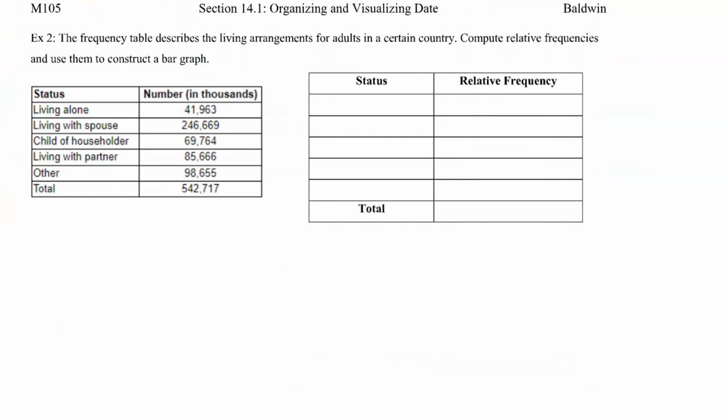So this example tells us the frequency table describes the living arrangements for adults in a certain country. We want to calculate relative frequencies and use them to construct a bar graph. So with this particular problem, when we're calculating the relative frequencies, we are going to use 3 decimal places. So we're going to round them to 3 decimals.